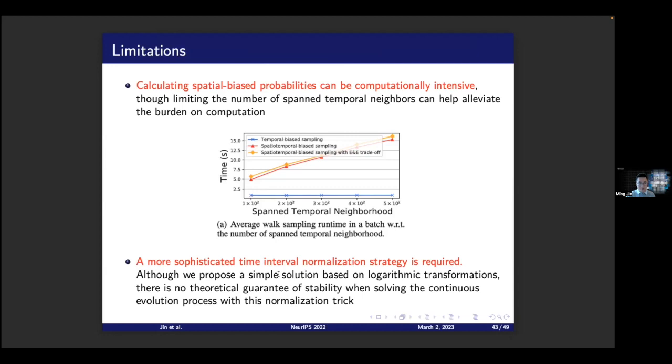Another one is that the time interval normalization strategies can be more sophisticated. As I said, although we have a simple solution based on the log transformation, in this paper we haven't provided any theoretical guarantees of the stability of the ODE solving if we use that kind of normalization when learning on the dynamic graph. So there is a theoretical gap in the design of the time interval normalization strategies. These two limitations are open questions in this work, and we see them as future research directions.